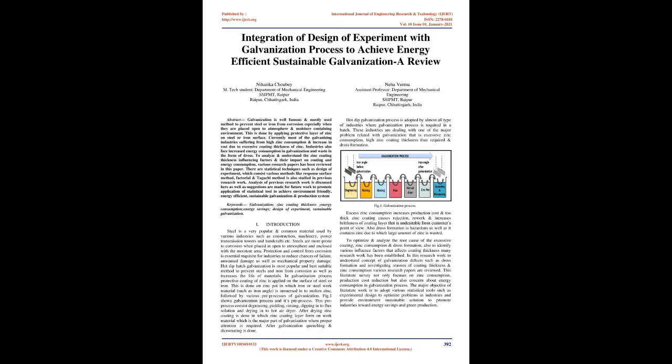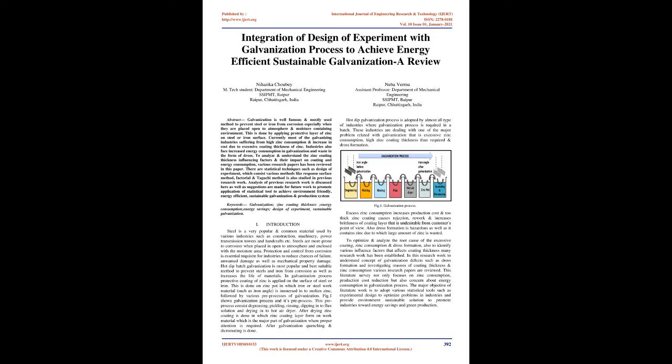In the galvanization process, a protective coating of zinc is applied on the surface of steel or iron. This is done in a zinc pot in which the iron or steel work material, such as an iron angle, is immersed into molten zinc, following various pre-processes of galvanization. Fig. 1 shows the galvanization process and its pre-process. This pre-process consists of degreasing, pickling, rinsing, dipping into flux solution and drying in a hot air dryer.